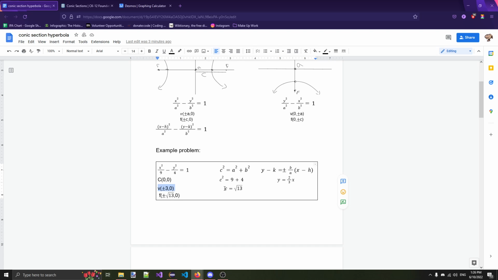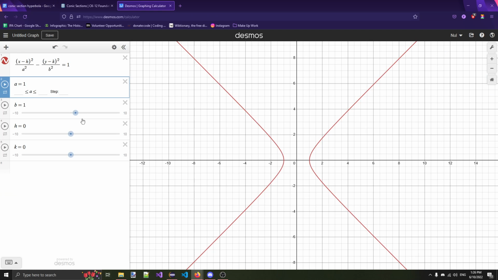Now we have to do the vertices. The vertices are actually quite easy. You just look at a squared. Or rather, not a squared, it's just a. So if a squared is 9, the square root of 9 is plus or minus 3. The vertices are plus or minus 3. Let's put them on the Desmos graph.